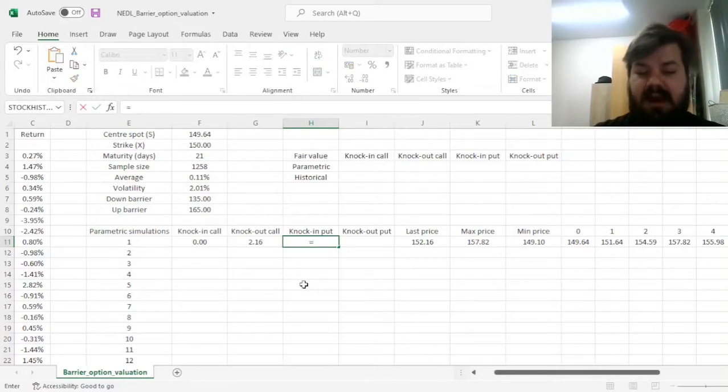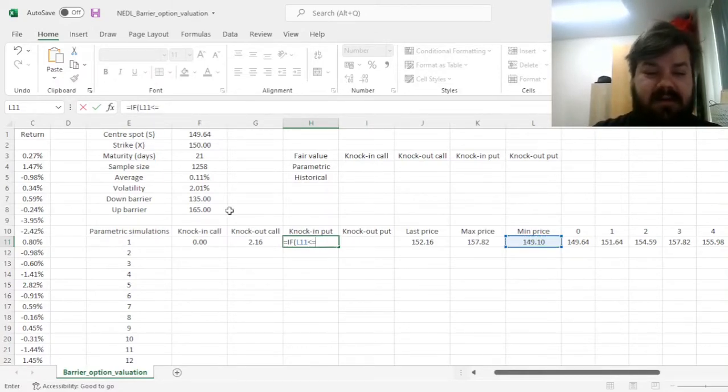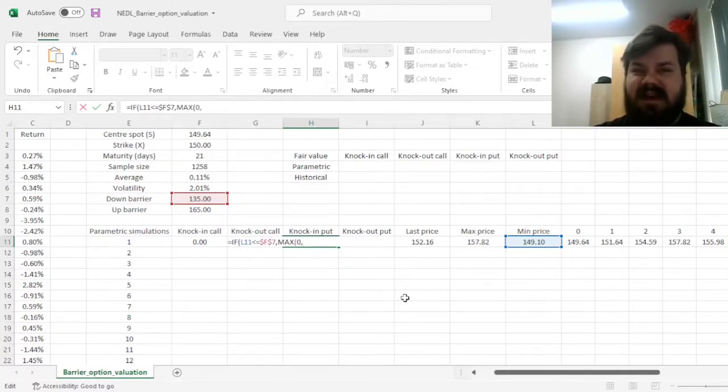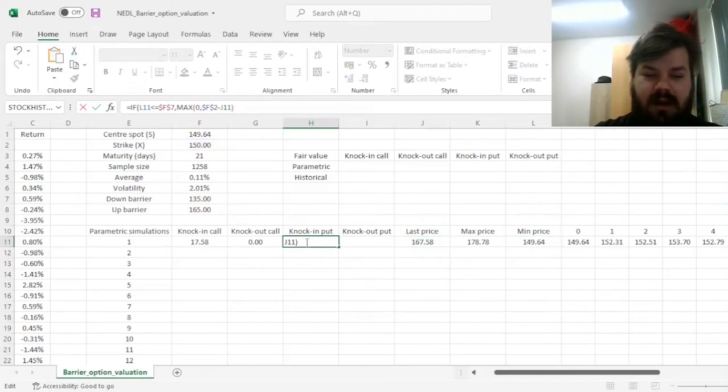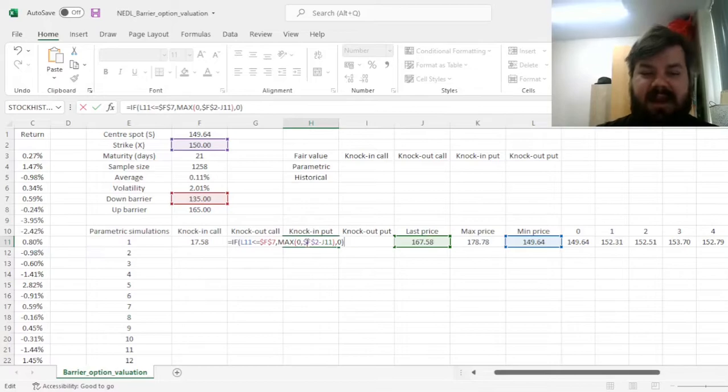For the knock-in put, the idea is very similar. We need to check if the minimum price of the underlying throughout the period is below or at the down barrier that we need to lock. And in that case, the option becomes active, meaning that we can input the conventional payoff of a long put contract, which is the maximum of zero and the difference between the strike and the last price at the end of the contract's lifetime, and zero otherwise, because if the down barrier is not reached, the option remains inactive and we cannot exercise it no matter what.